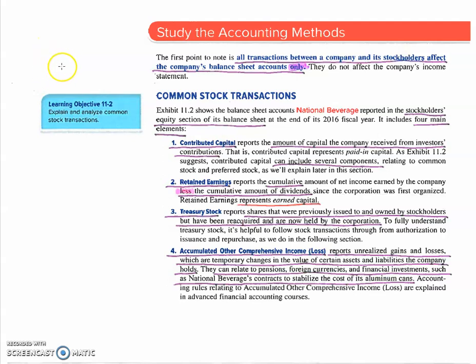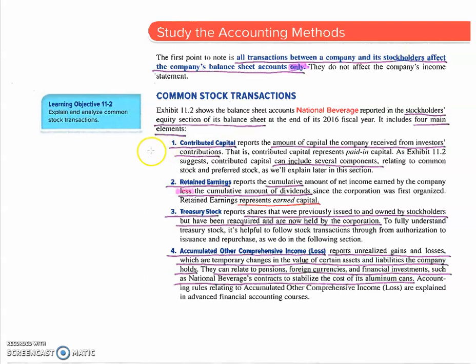Okay, students, we ended the first video talking about stockholders' equity, and we're down to these common stock transactions. But first, they talk about the stockholders' equity section of the balance sheet. And the stockholders' equity section has four main elements to it.